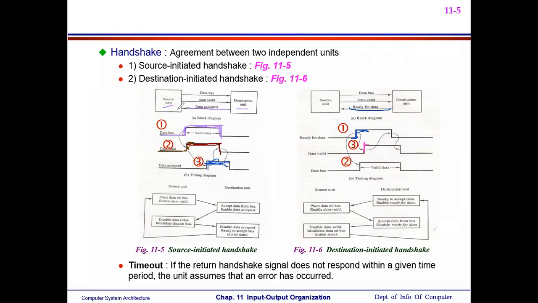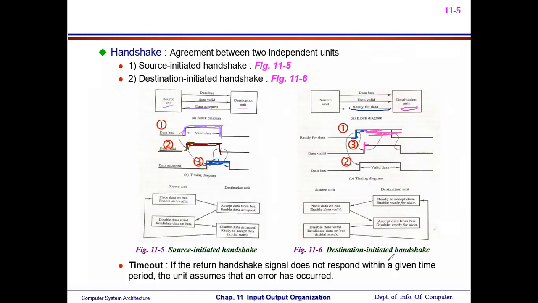Now what does the destination have to do before receiving the data? In the previous example, after receiving the entire data, the destination gave acknowledgement to the source. But in this destination initiated handshake, before receiving the data, the destination unit gives acknowledgement to the source that it is ready to receive the data. Then we disable the data valid. Suppose it is not ready, then the data valid is disabled. Based on the response coming from the destination, if it is ready for the data, then the source sends the data to the destination.